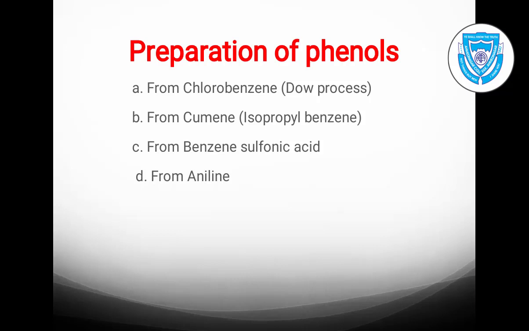So let's get started. As I told you, there are 4 methods of preparation of phenols. The first one is from chlorobenzene, which is also called the Dow process. The second one is from cumene, that is from isopropyl benzene. Next one is from benzene sulfonic acid, and the last one is from aniline. Aniline is nothing else but an aromatic ring with an NH2 on it. So we'll study all these 4 in detail.